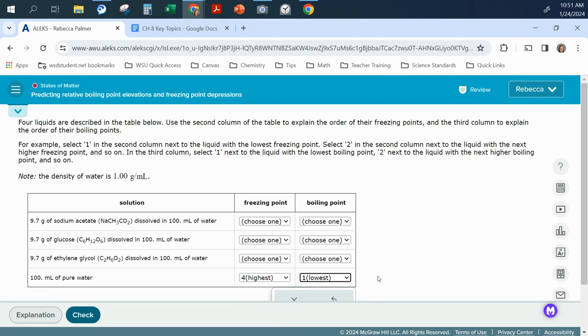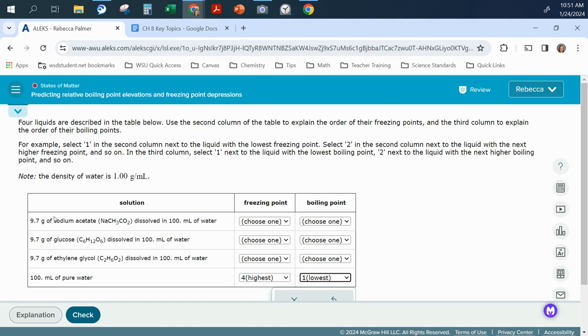All right, next part is we're going to calculate the molality and we're going to compare the molality. So the bigger the molality, so that means how many moles per kilogram of solution, the larger that value, the more effect it's going to have. Okay? So let's see if we can get through one today. This is a little bit tricky.